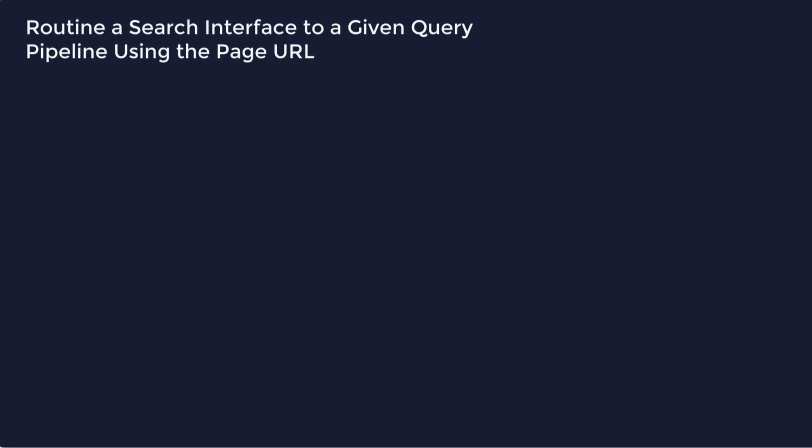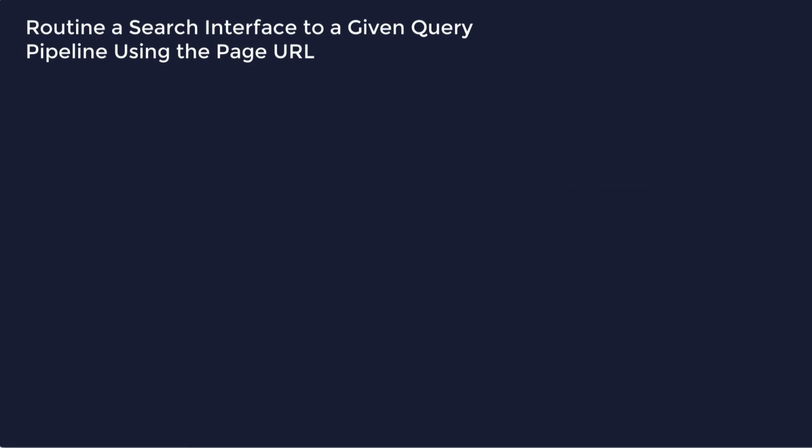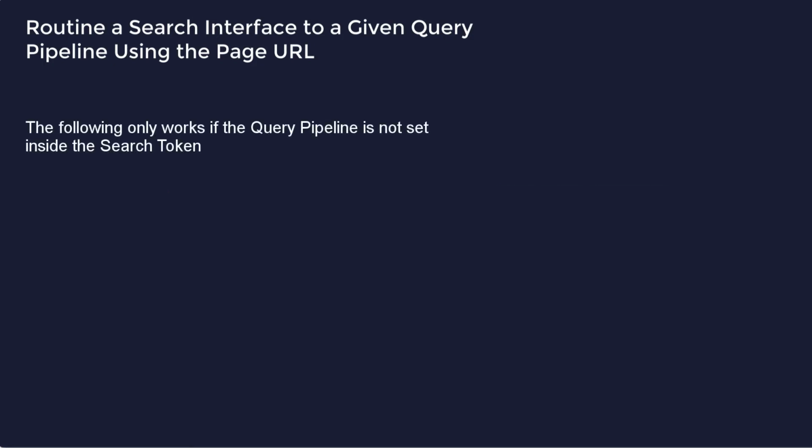Now for the main event. It is possible to route a query from any search interface to any given query pipeline using only the page URL. This trick relies on routing rule number 2 at the level of the search interface. However, like mentioned previously, it will only work if the query pipeline is not set inside the search token. If you're not sure, check with your developer.